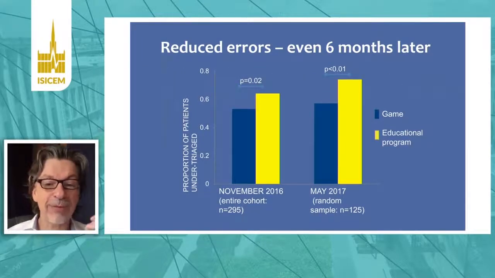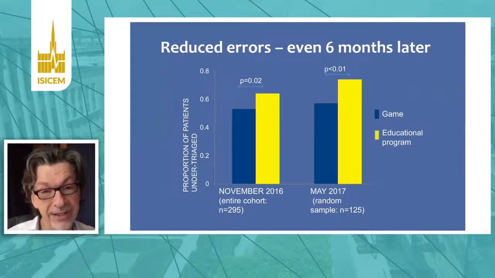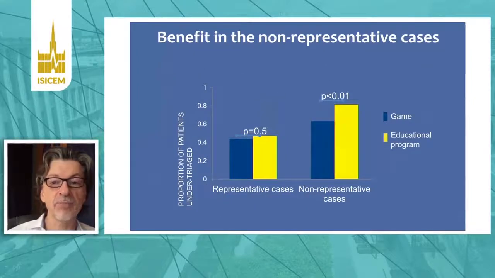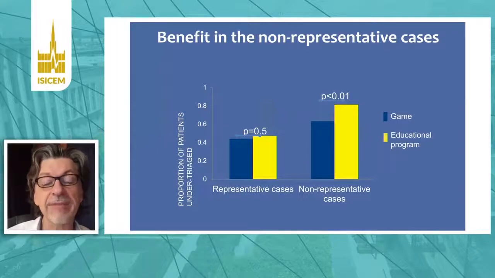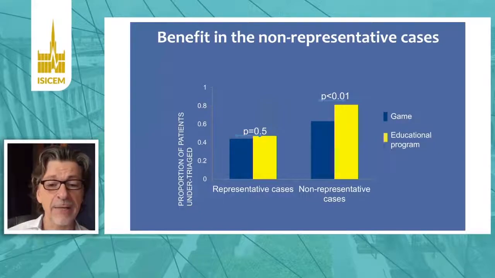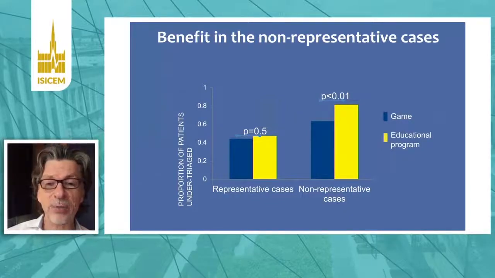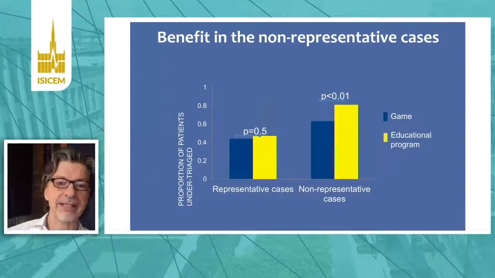And the bottom line was we had a big effect in the game versus educational program on making smarter decisions about referring patients. And not only that, even 6 months later, when we retested people, they were much more likely to know which patients should be referred and which patients should not be referred. And furthermore, all the improvement was improvement in the non-representative cases. In other words, the game was no better than teaching people around things like gunshot wounds because everyone knew what to do, but all the gains were around these tricky or atypical cases.